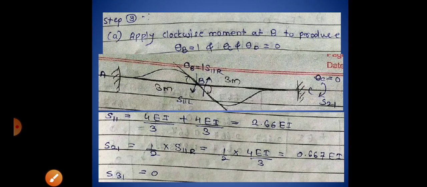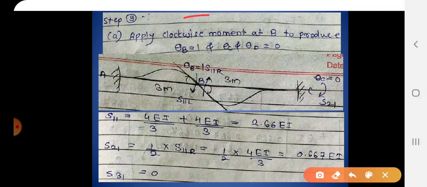Then go to step 3. Step 3 is to generate the stiffness matrix. In part A, our first redundant is theta B. Therefore apply a clockwise moment at B to produce theta B equal to 1, and of course other displacements, that is theta C and theta D, should be 0, because according to the definition of stiffness, only one displacement at one time.